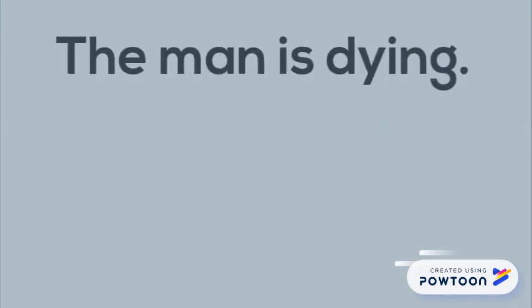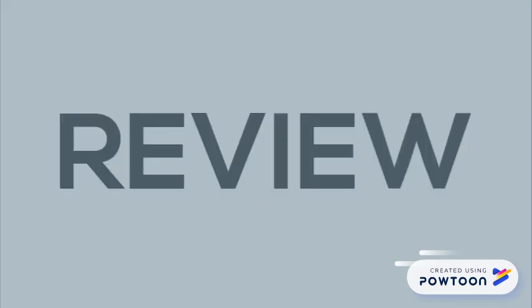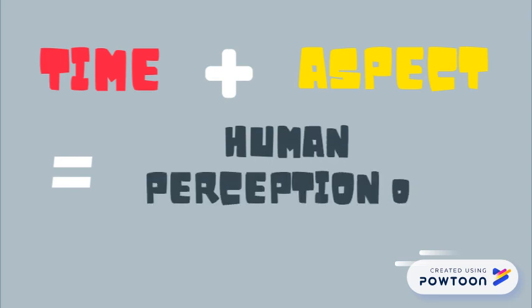The man is dying. What could this mean? The time of the event is in the present. The event is ongoing. The focus here is on the action itself. The activity is the important aspect. To review, time is a concept, but it's also something that humans experience in terms of events. We use aspect to communicate our perception of the events that occur in time.